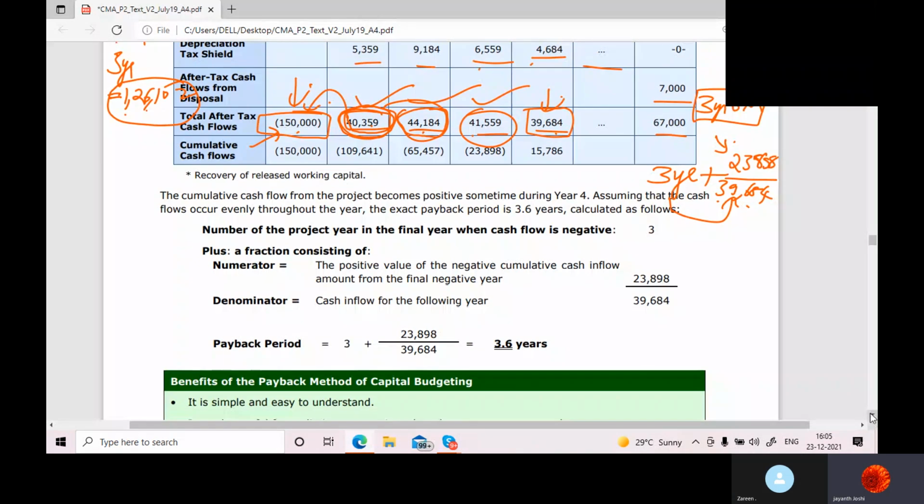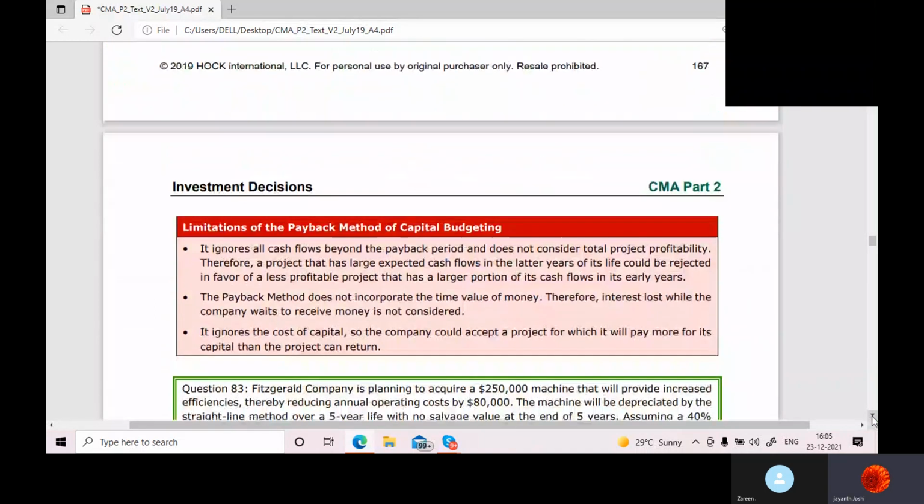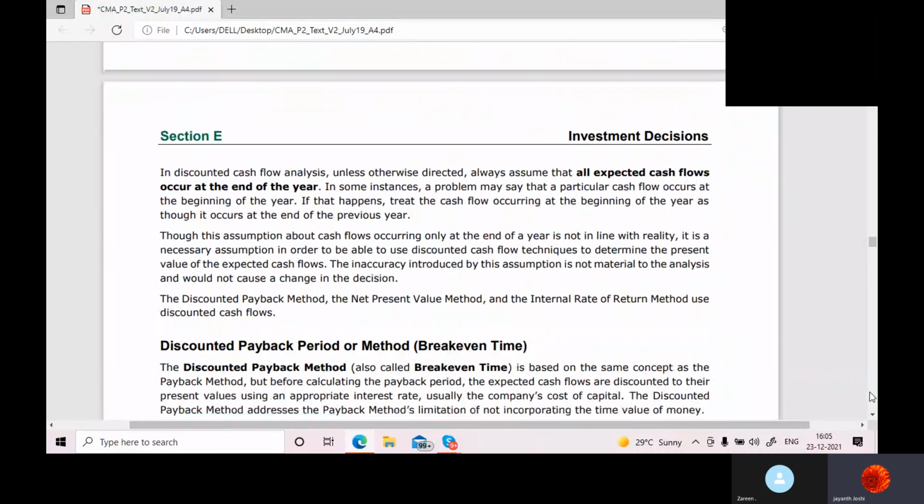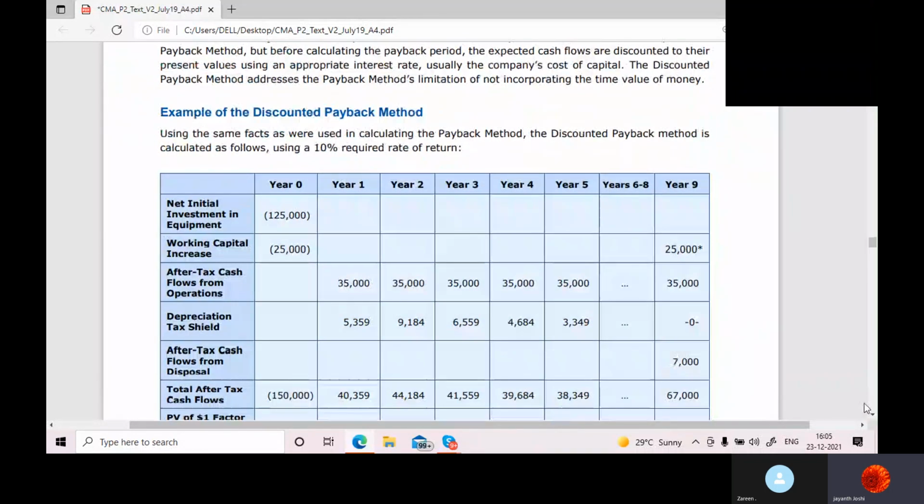So I will give you one question. You do that. Then we will discuss collectively the advantages and disadvantages of payback period. So I'm giving you the discounted payback period method. See, the payback period method has one big deficiency. It does not consider the time value of money. Correct? Because the expected cash flows which we are getting in the future, we do not discount them.